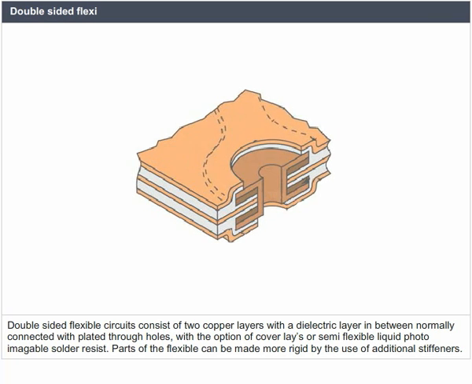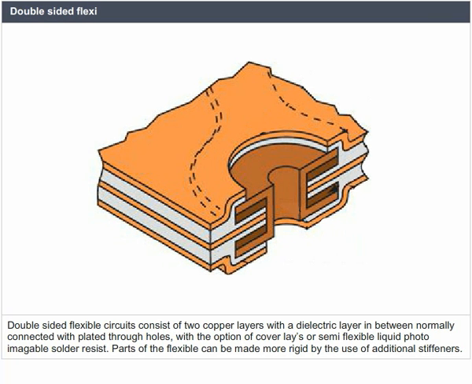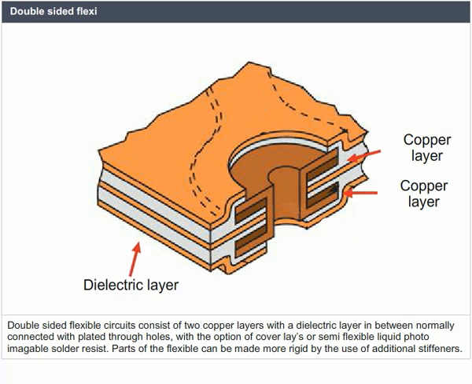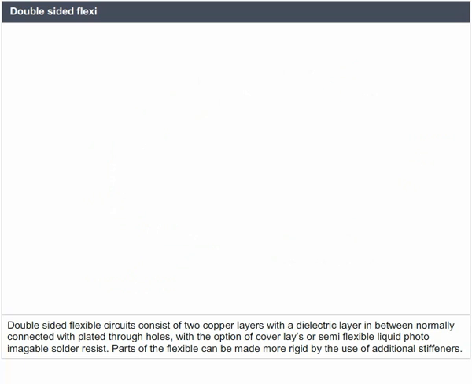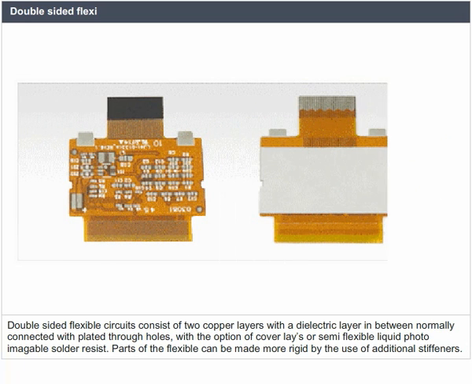Double-sided flexible circuits consist of two copper layers with a dielectric layer in between, normally connected with plated through holes, with the option of cover layers or semi-flexible liquid photo-imageable solder resist. Parts of the flexible circuits can be made more rigid by the use of additional stiffeners.